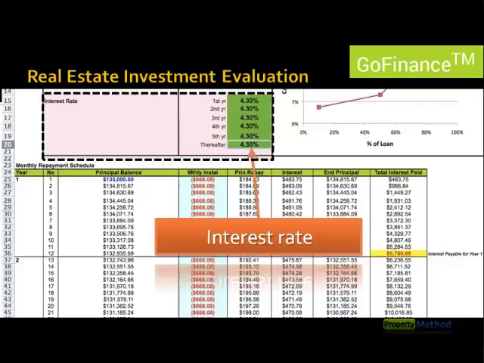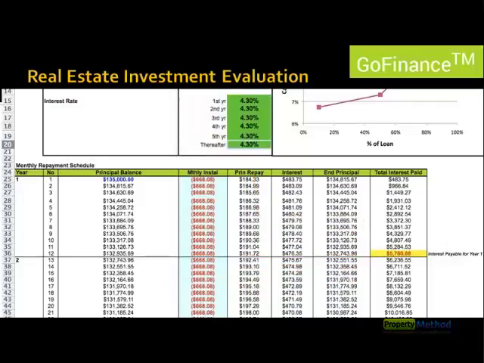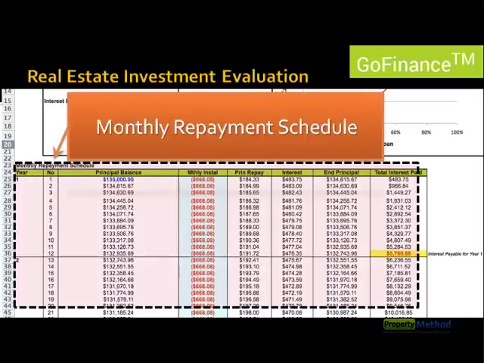So in the case of this Mr. Seller's apartment, we will only use the first year to evaluate the investment. So we will just input 4.3% for every year in the spreadsheet. And the monthly repayments schedule will look like this. Monthly installment is computed automatically. As you can see, we highlighted in red color in the column of monthly installment.